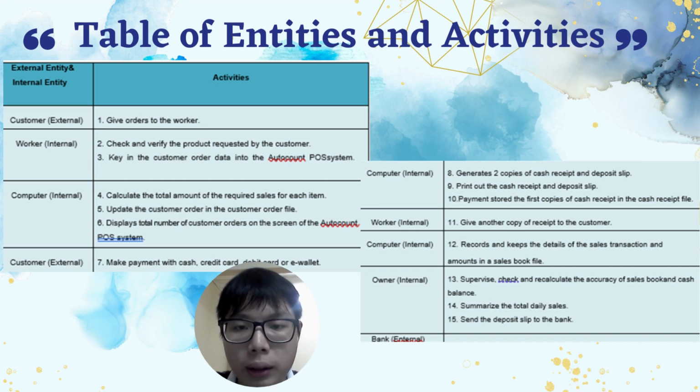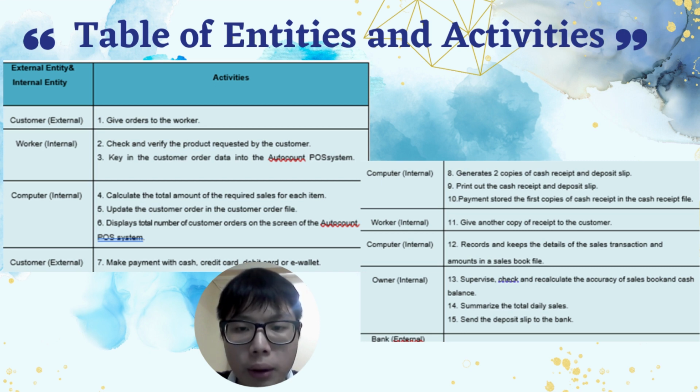The customer order data already exists in the computer system. The computer system will calculate the total amount of the required shelf for each item and then update the customer order in the customer order file. The computer system will display the total number of customer orders on the screen of the AutoCount POS system.